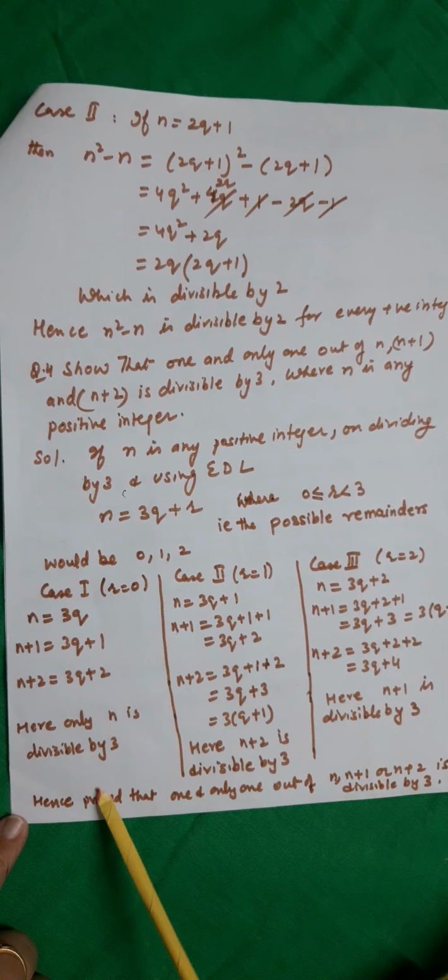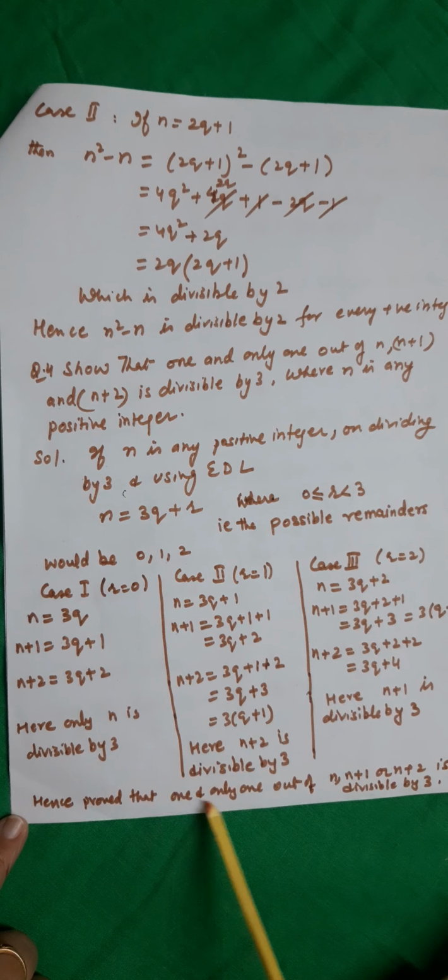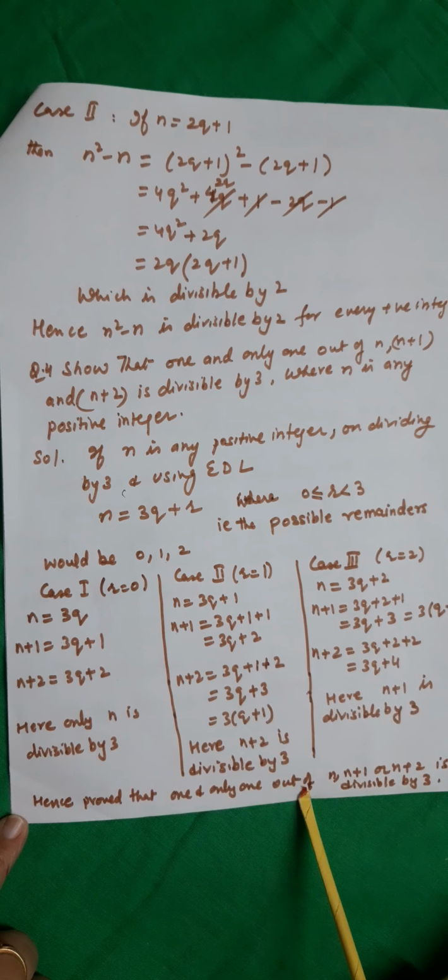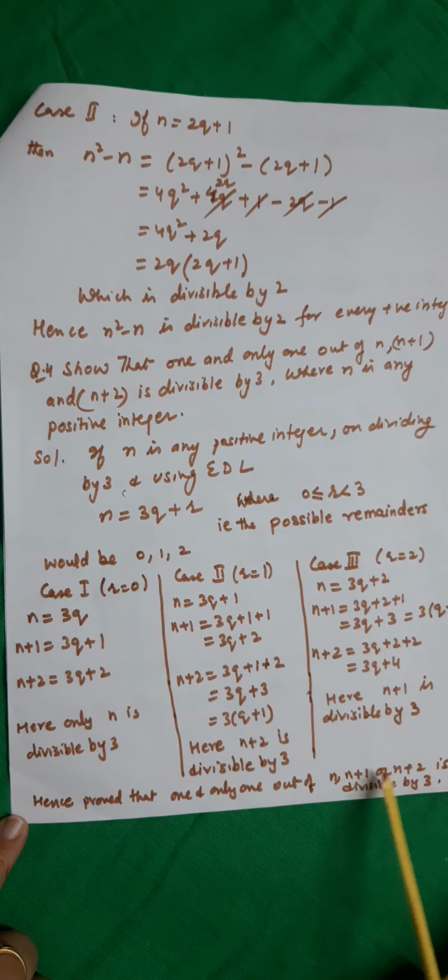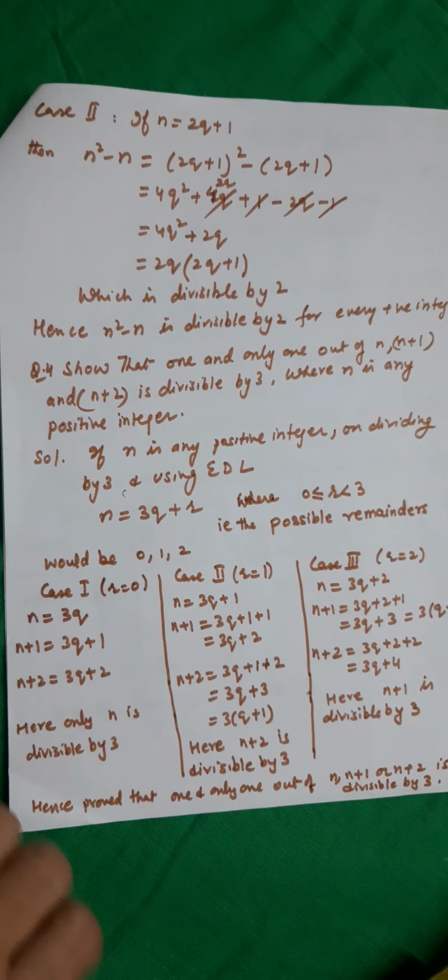Looking at all these, we can say that we have proved that 1 and only 1 out of n, n plus 1 or n plus 2 is divisible by 3. Thank you.